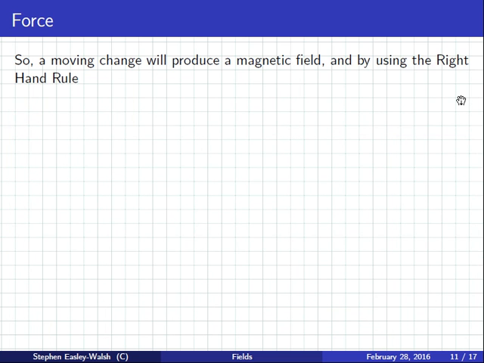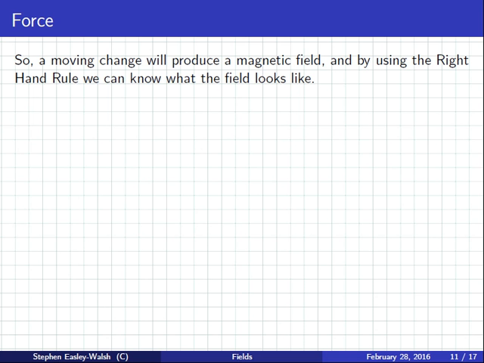So, just like with the electric field, we'll talk about the formulas for force. A moving charge will produce a magnetic field. I said that in the definition. And by using the right-hand rule, we can know what this field looks like. So, for example, if I have a positive charge going from here to the wall, then if I use my right-hand rule, like this, the magnetic field is spinning this way. So as it goes to the wall, the magnetic field is going around it, like this.